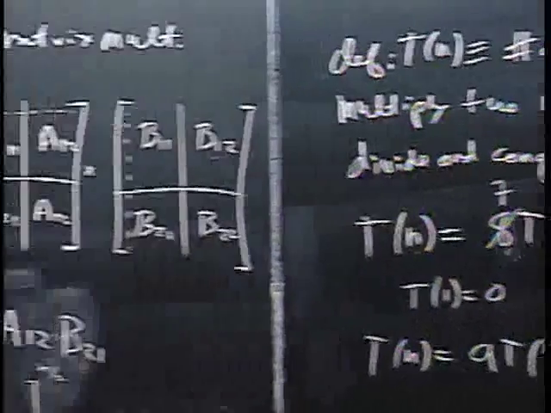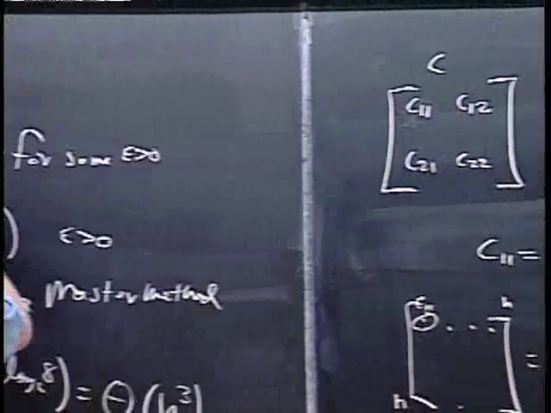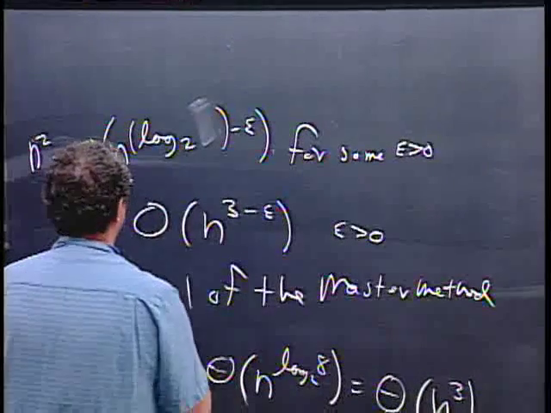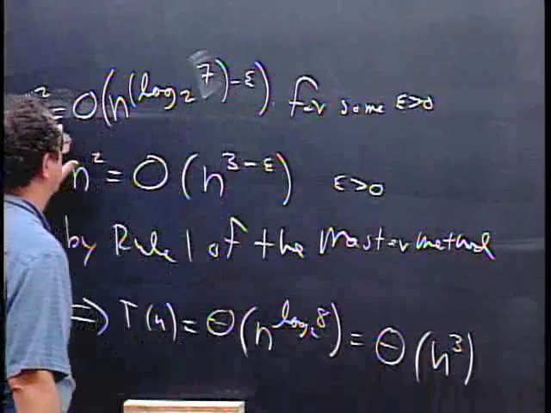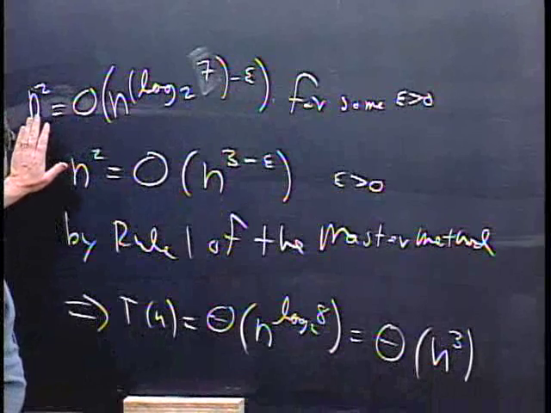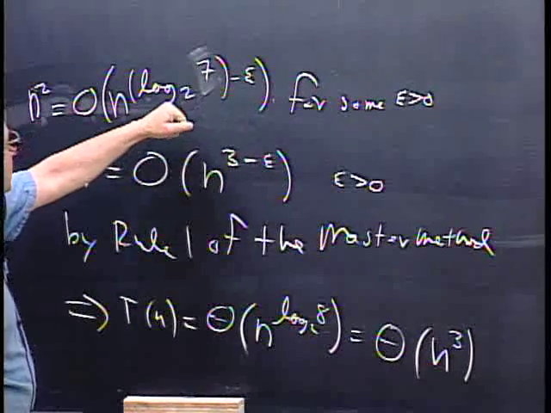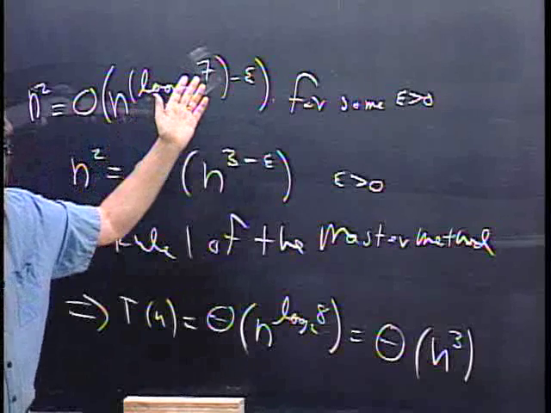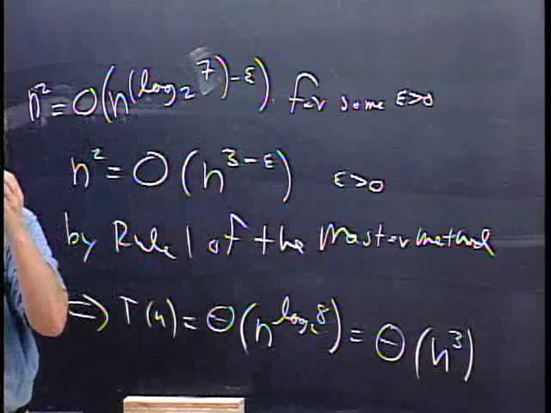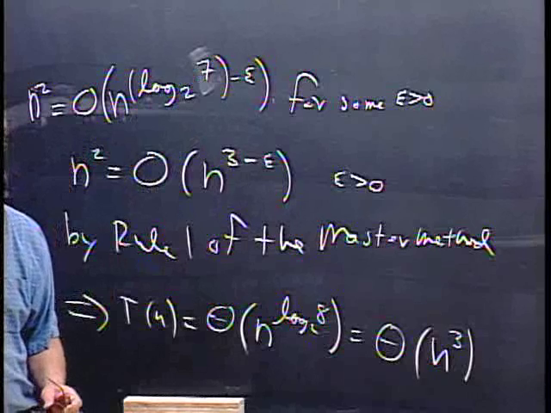Then we look at log base b of a minus epsilon compared to f of n. Over here, let's go back. Then we'd be talking about, according to the master method, is n squared big O of n to the log base 2 of 7 minus epsilon. Well, log base 2 of 7 is somewhere around 2.8.